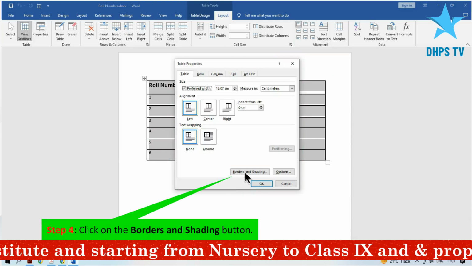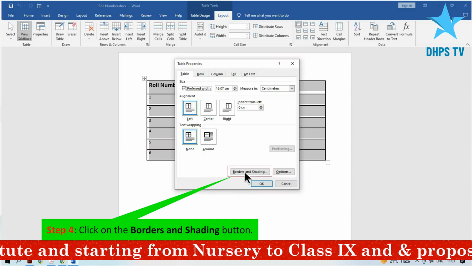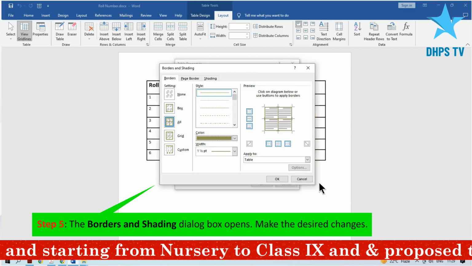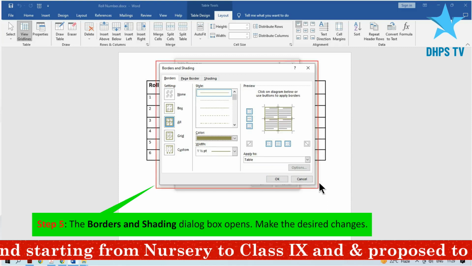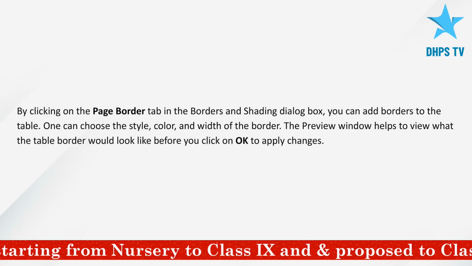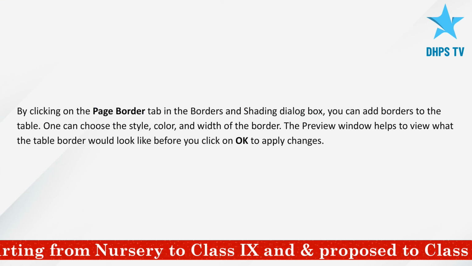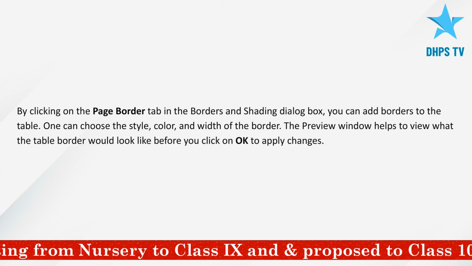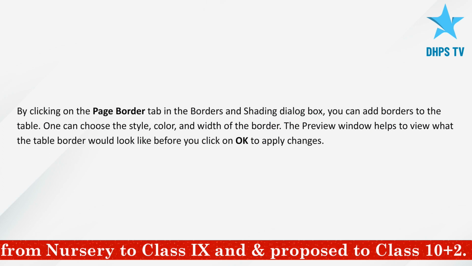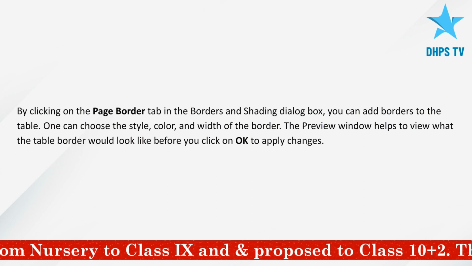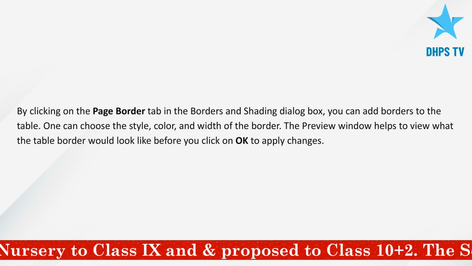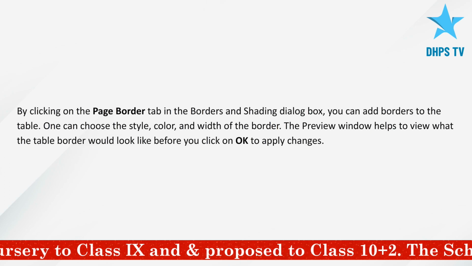Step 4. Click on the Borders and Shading button. Step 5. The Borders and Shading dialog box opens. Make the desired changes. Step 6. Click on OK to apply the changes. By clicking on the Page Border tab in the Borders and Shading dialog box, you can add borders to the table. One can choose the style, color, and width of the border. The preview window helps to view what the table border would look like before you click on OK to apply changes.